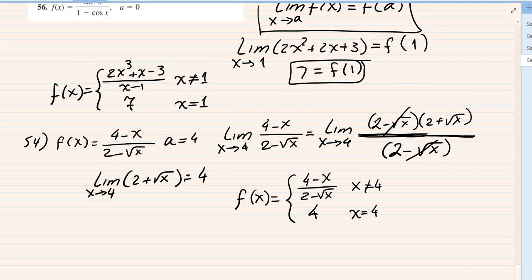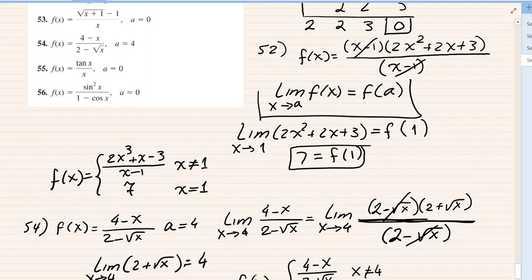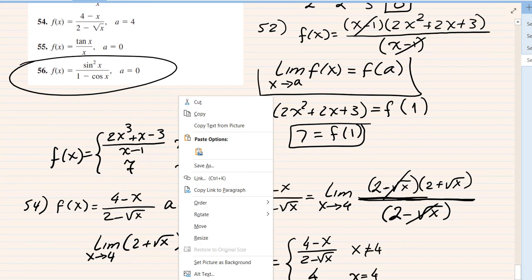Let's take a look at one trig function, and we'll look at maybe one last one from the intermediate value theorem, and that should do it for us. Let's take a look at number 56. What do you say? This one, number 56.